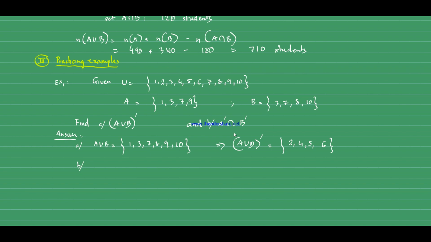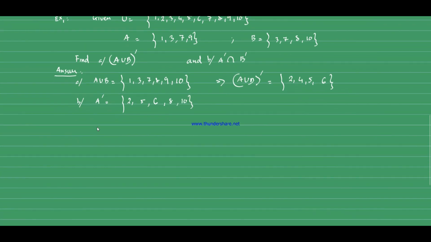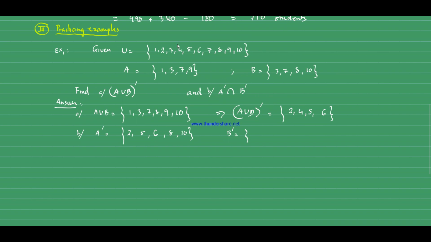Now part B, we want to find the intersection between two complements. First the complement of A, which is what is in the universal set but not in A. So we have 2, 5, 6, 8, 10. 7 is in A. Now the complement of B, which is in the universal set but not in B. So we're gonna have 1, 2, 4, 5, 6, and 9. 7 and 8 are in B.